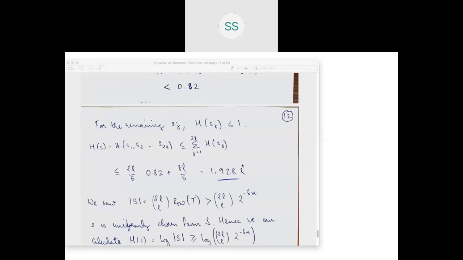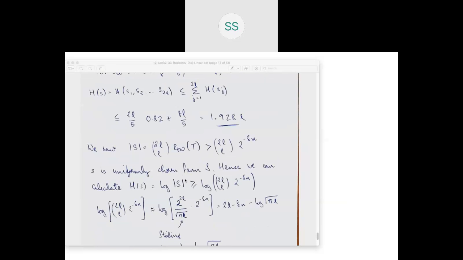Now we directly compute the entropy of S by looking at how many options there are for small s. The number of possibilities of small s is the size of capital S, because small s is chosen from capital S. What is the size of capital S? It's 2L choose L times rho of t. And we know that rho of t is at least 2 power minus delta n. So H of S is at least this, the log of the size. And we can get this upper bound and lower bound. So H of S is something between this and this.